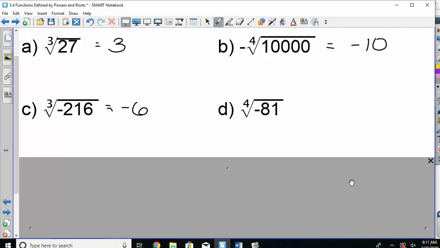Error. So it's only with the odd ones that you can have a negative under there. With this one, it's not going to be a real answer. What's going to come out of that? It would have an i. What is the 4th root of 81? 3. Well, we have to put plus and minus. No, you put plus or minus if you add the radical. If the radical is already in the problem, you do not.